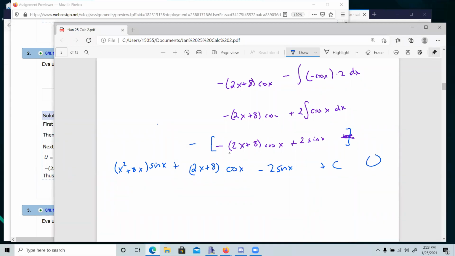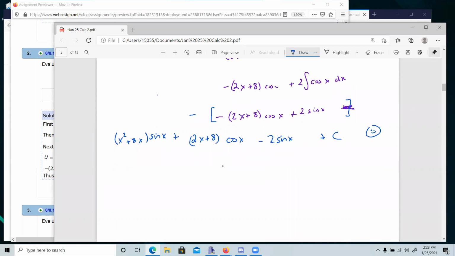And this is fantastic. If this is where you are, great. I'm so happy. I'm going to do one more thing here and just combine the sines and the cosines. So we have, what do we have? We have x squared plus 8x minus 2, and this is all times my sine x's, and then plus 2x plus 8 times my cosine x plus c.